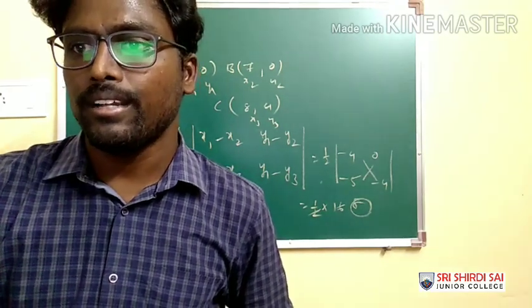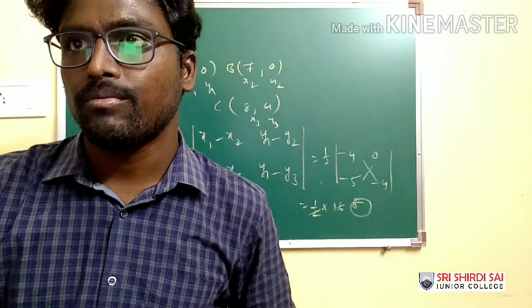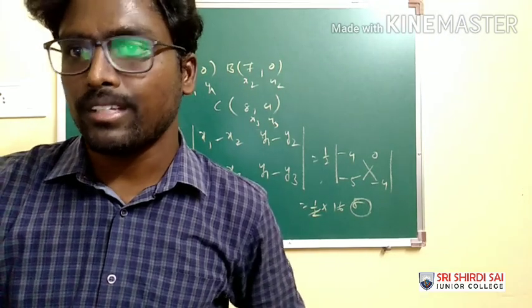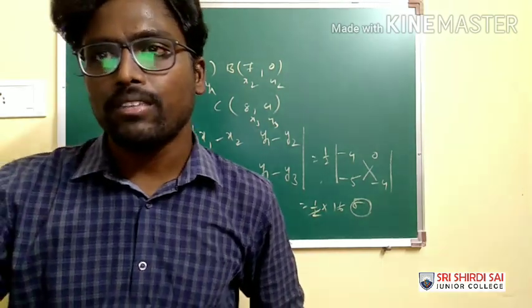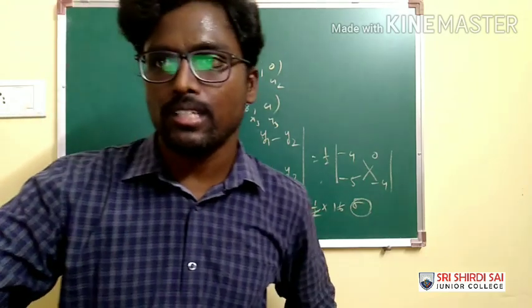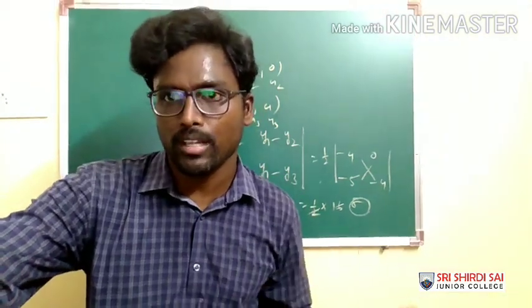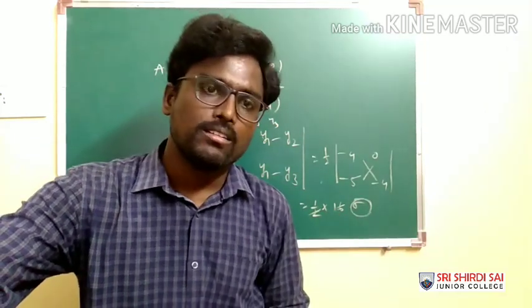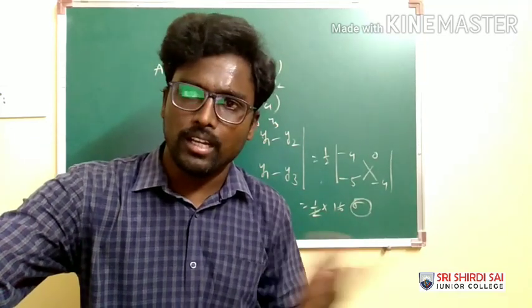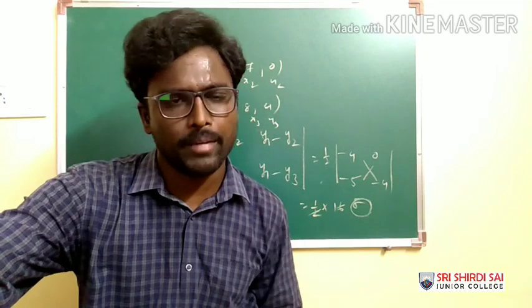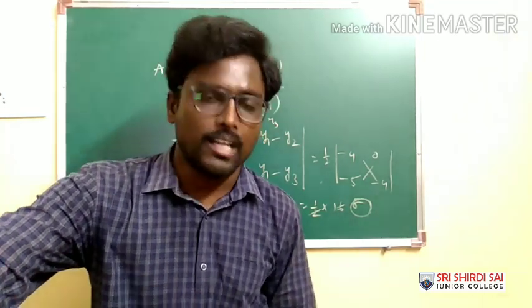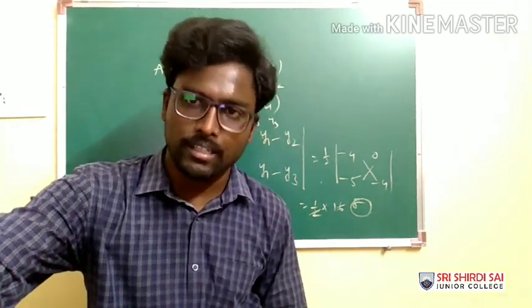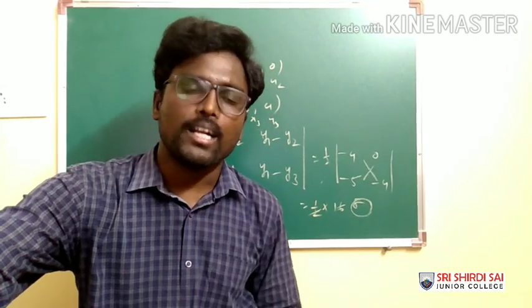Okay, let's go ahead to the next question. The point which divides the line segment joining the points (7, minus 6) and (3, 4) in the ratio 1:2 internally lies in which quadrant. What will you do here? With the help of the internal division formula, that is (mx2 plus nx1) by (m plus n) and (my2 plus ny1) by (m plus n), you will find the coordinates and then you will see the coordinate nature.